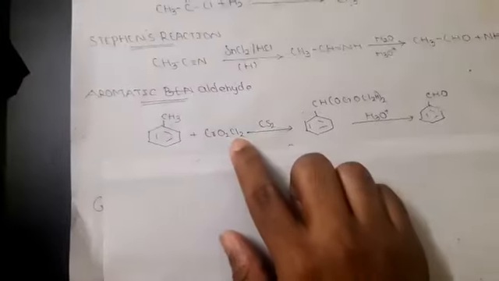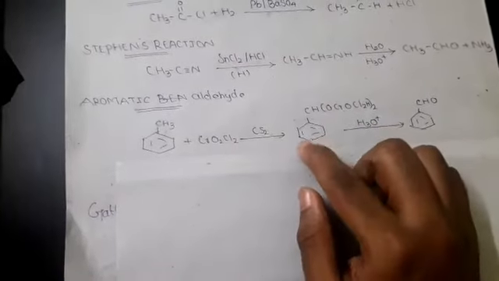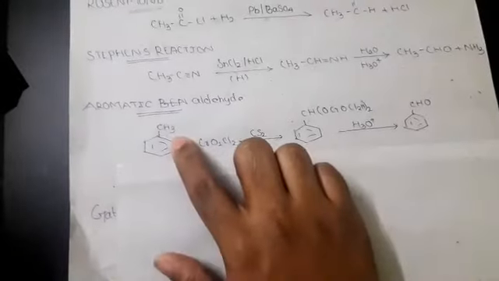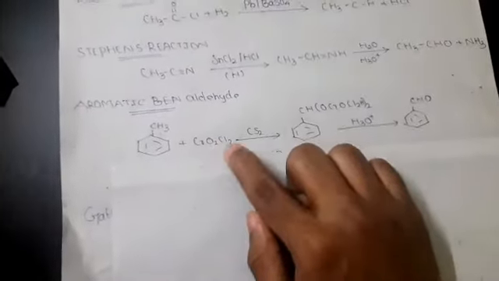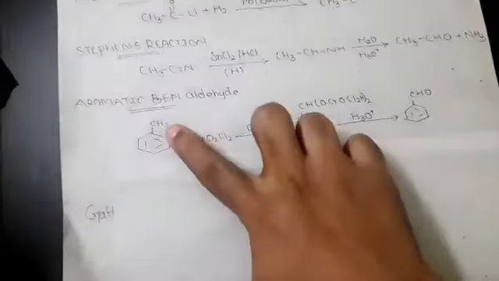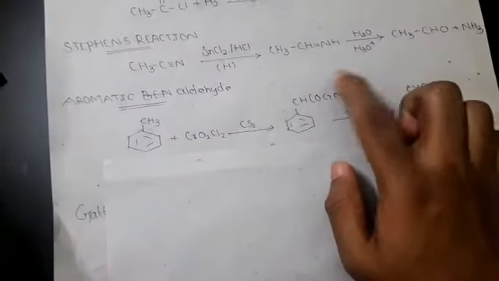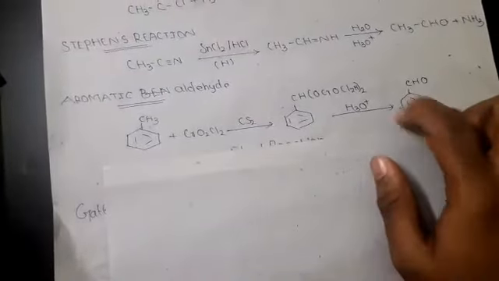Third one, aromatic aldehydes. How will you prepare the aromatic aldehydes? You take first toluene. Toluene is reacted with chromyl chloride and it undergoes a reaction, forming an intermediate compound. Here the CH3 becomes CH(OCrOCl2)2, followed by hydrolysis, it gives aromatic aldehydes.